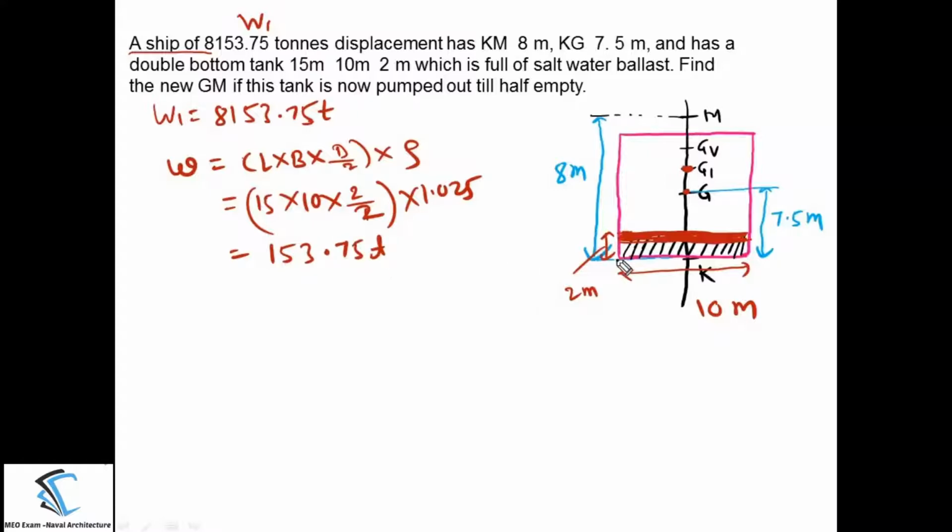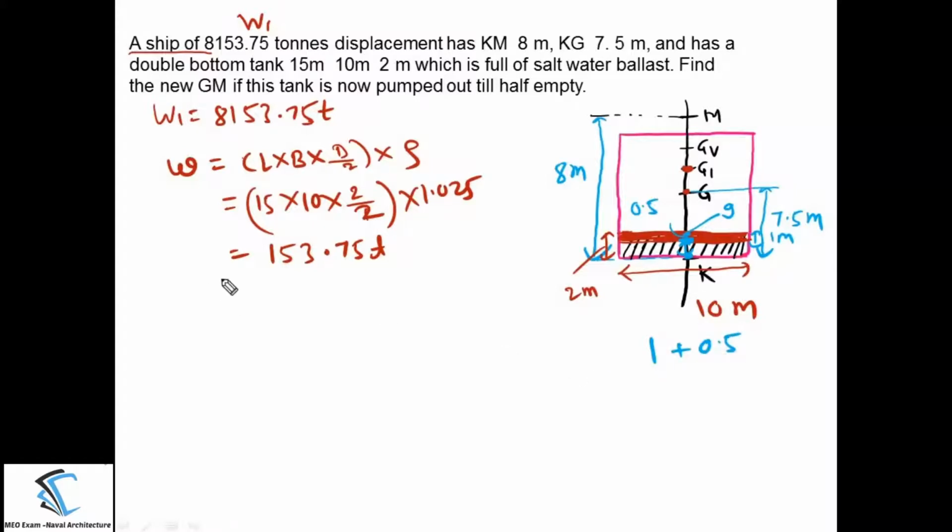Now, where will be the center of gravity location of this weight? That will be at the half of the depth which is pumped out. The total depth of the water which is pumped out is 1 meter. So the center of gravity will be at the half only. It means from here to here this distance is 0.5. But I want the center of gravity location of this pumped out water from the keel. So it will become, from keel up to this distance, 1 meter plus 0.5.